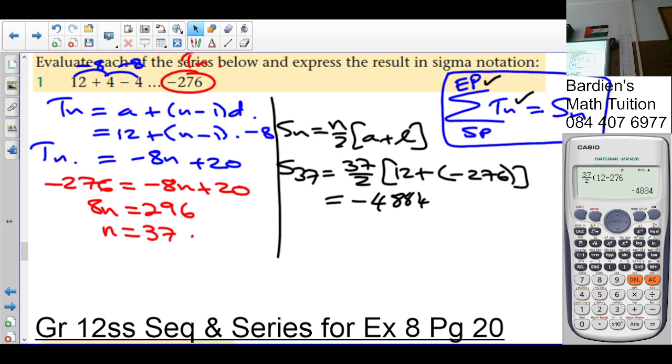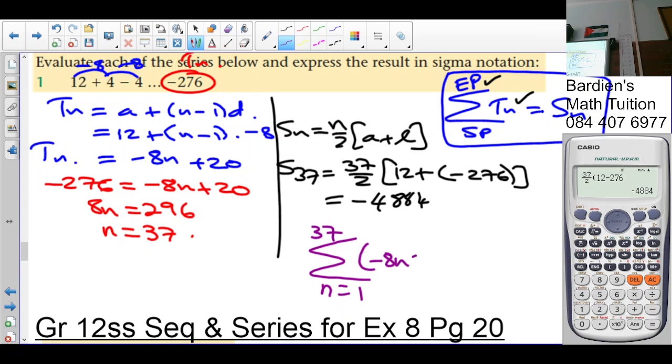So to write it in sigma notation, our starting point, we always start with n is equal to 1. The starting point is 1. We have 37 terms. Our general term is going to be negative 8n plus 20, and it's equal to the sum of terms, which is negative 4,884.